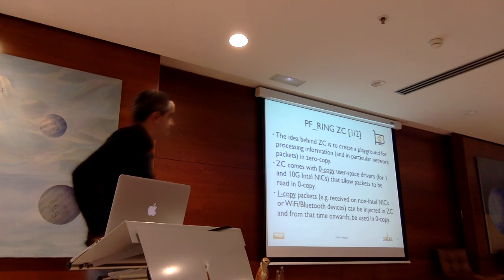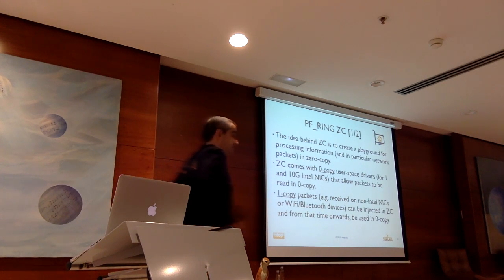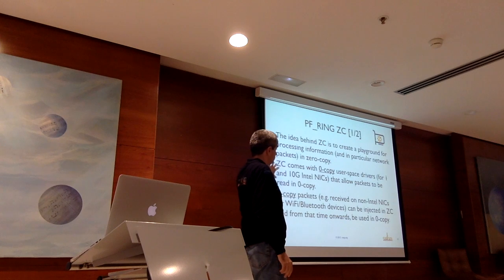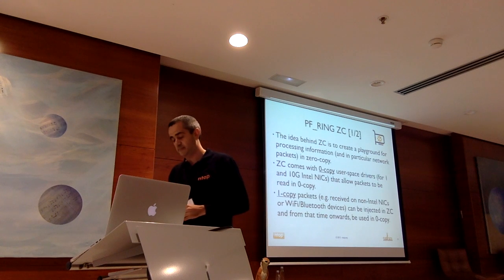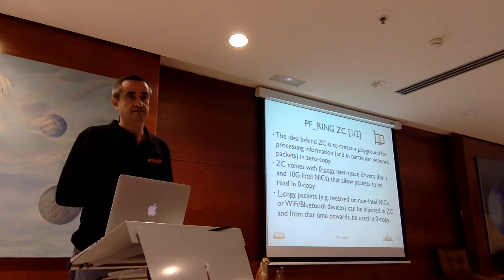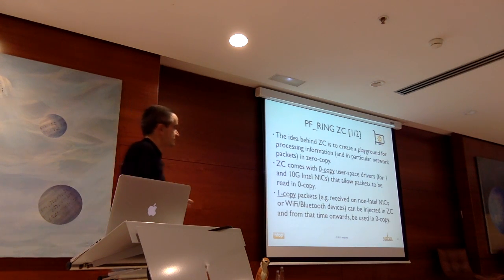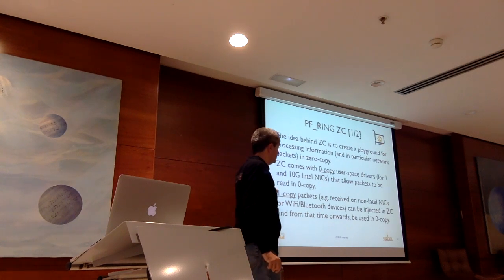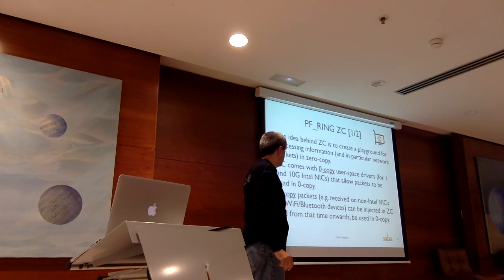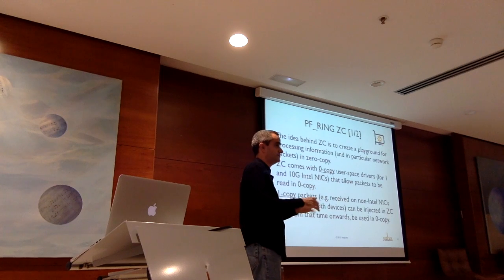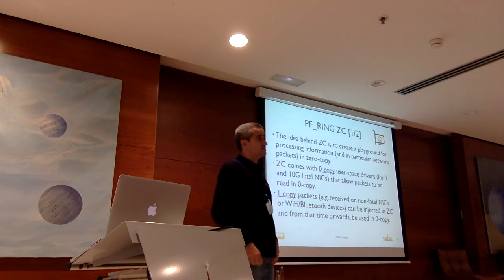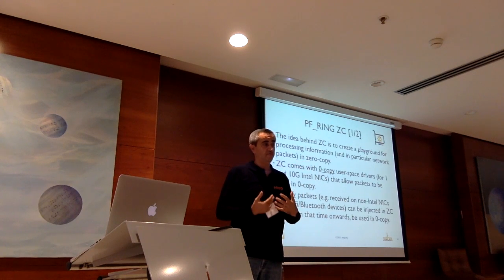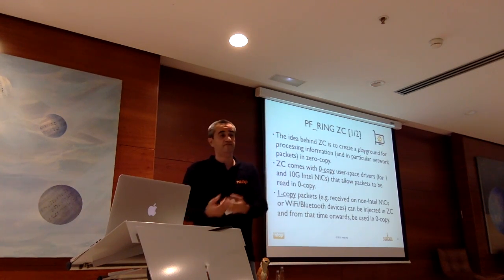In zero copy, we have two types of driver. The zero copy one is available for Intel NICs, so 1G, 10G, 40G. That means that we are able to move packets in real zero copy to the user space. And we have one copy drivers that are for non-Intel NICs or for non-Ethernet-with-a-cable devices, such as Wi-Fi. So this means that you can use our framework not just for moving packets, but for moving data.